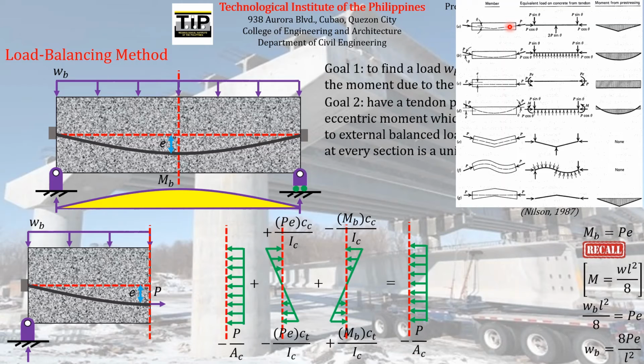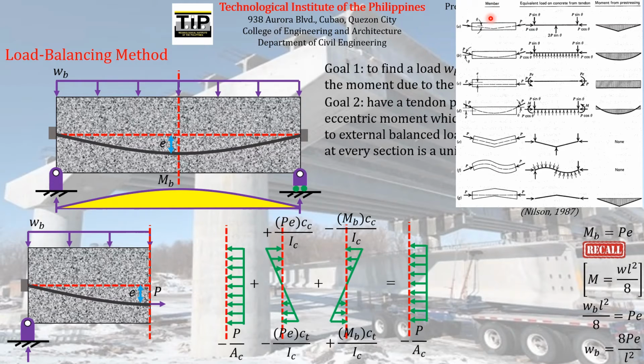Why? Because we know that if the tendon profile is similar to this, and you try to graph the variation of the bending moment produced by the eccentricity of the pre-stressing force all throughout the length of the concrete element, the diagram of the eccentric moment produced all throughout the length of the beam will just look like this, which is exactly the opposite of the moment diagram produced by applying a concentrated load at midspan.